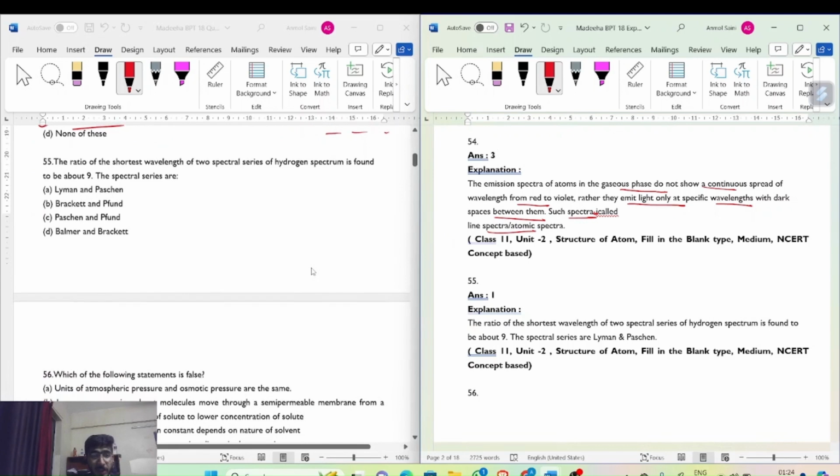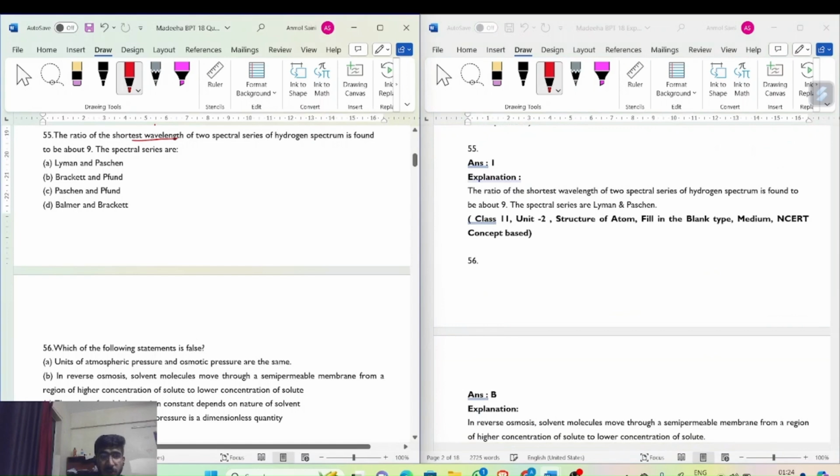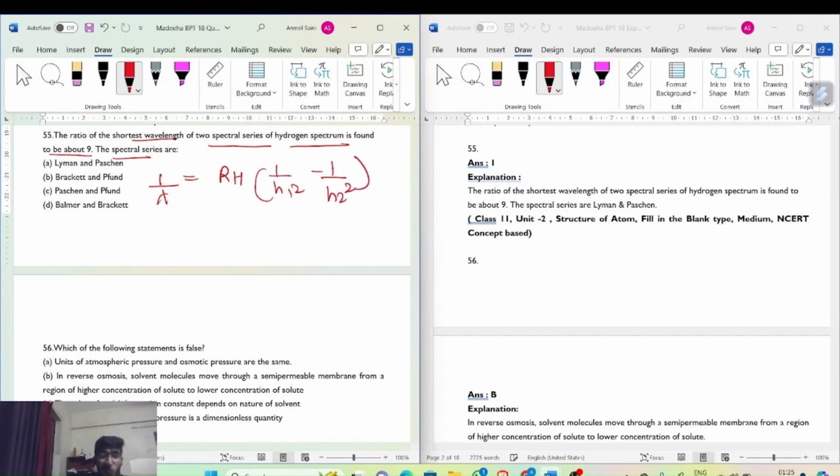Now question number 55. The ratio of shortest wavelength of two spectral series of hydrogen spectra is found to be about 9. The spectral series are. Okay. So we have to calculate the wavelength. The formula for wavelength we can use is 1 by lambda equals RH, the Rydberg constant, times (1 by n1 square minus 1 by n2 square). But here we want to calculate the shortest wavelength. So this formula can be written as 1 by lambda equals RH divided by n1 square.